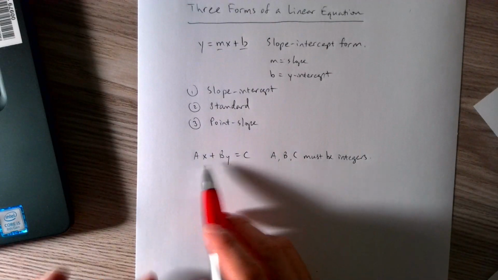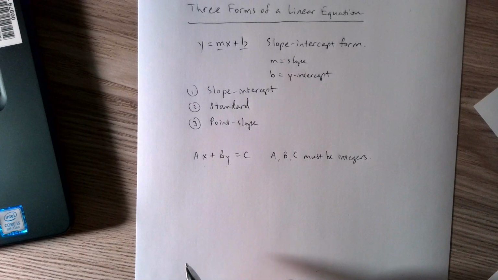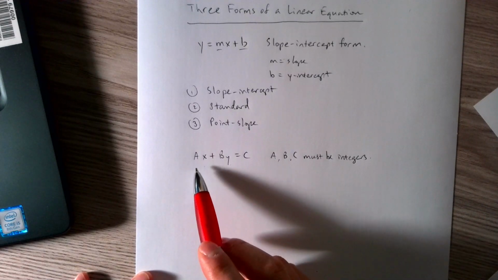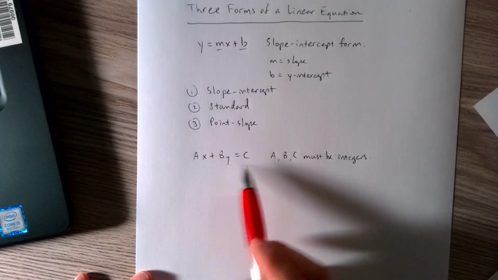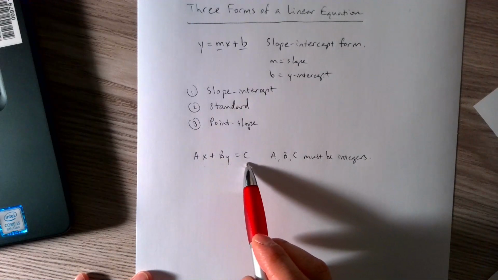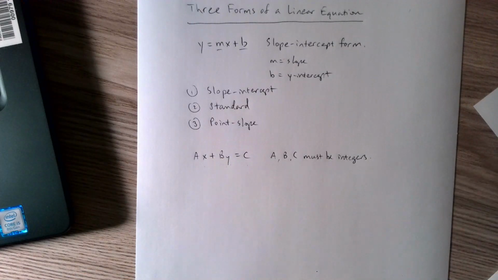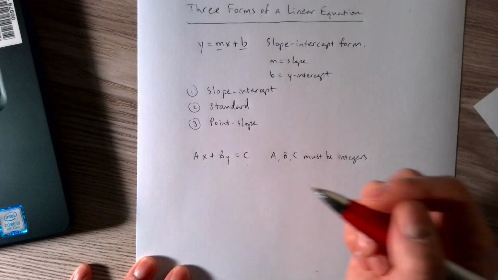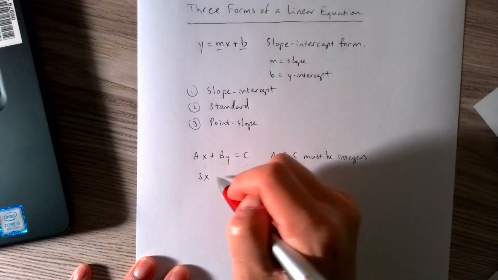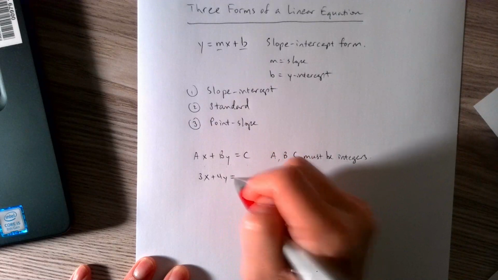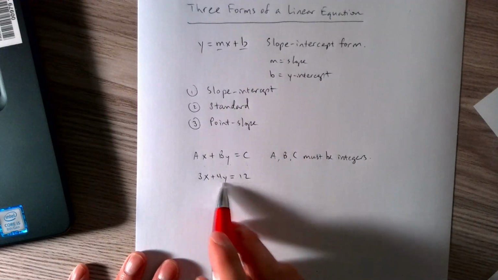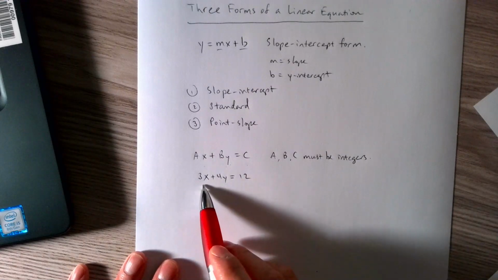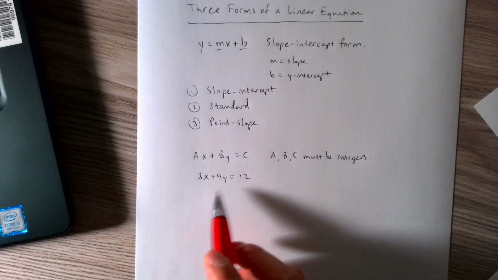Sometimes the coefficients of x and y are given as fractions, so you need to clear those fractions by multiplying by the denominator to make sure that both coefficients and the constant that has no variable are integers. So this is an example of a linear equation in standard form. 3, 4, and 12 are all integers. The x term comes first, and the x and y terms are both on the same side.